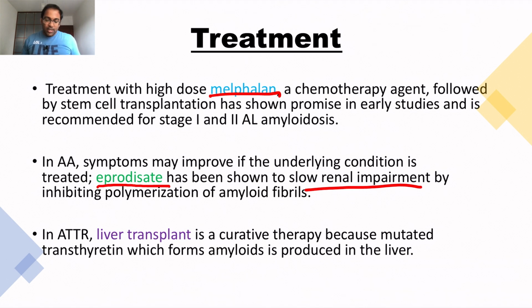And the last is the ATTR. So if you have amyloid that is formed by the liver, you can do a liver transplantation, and that therapy is very curative. Why? Because the mutated transthyretin which forms amyloid is produced in the liver, right?